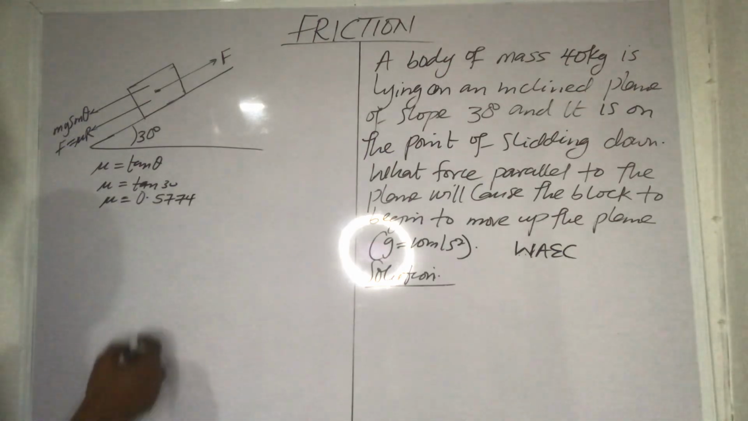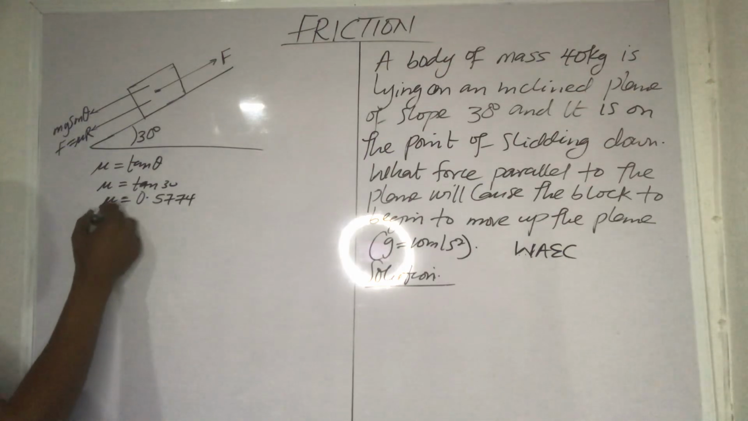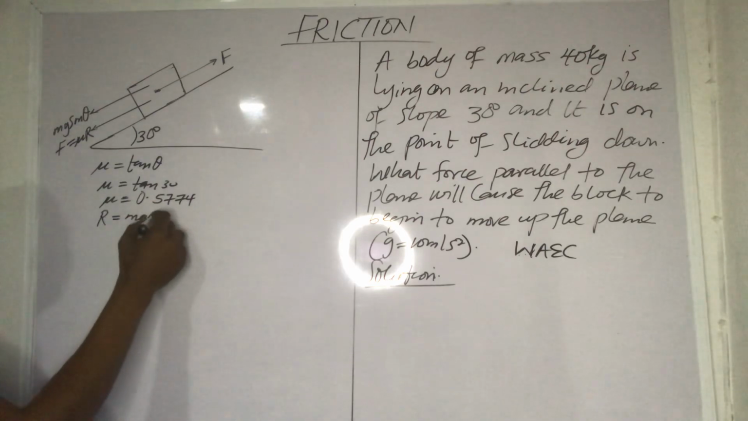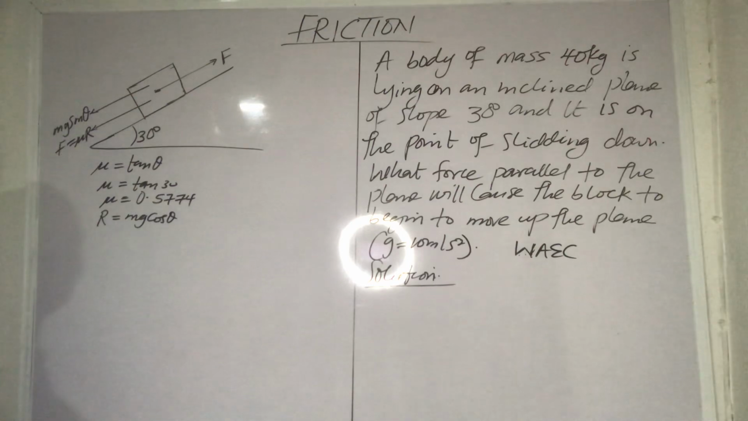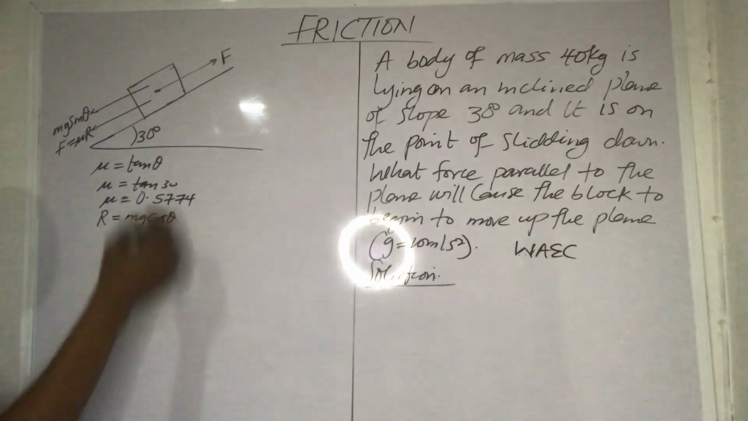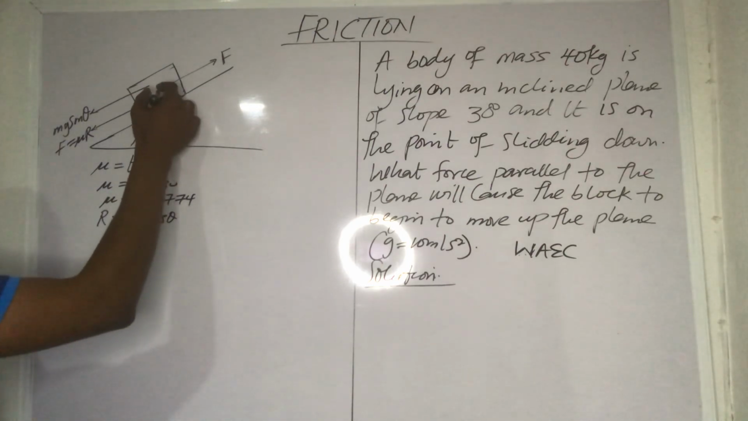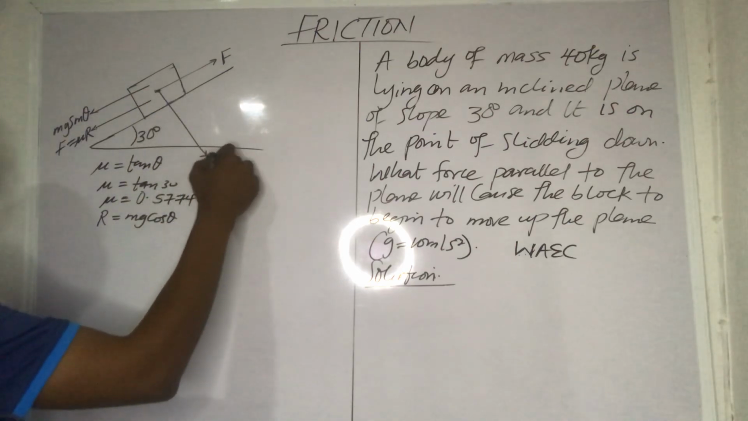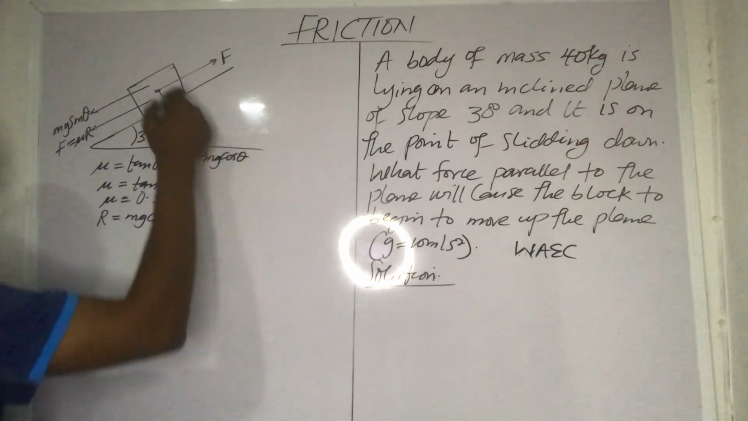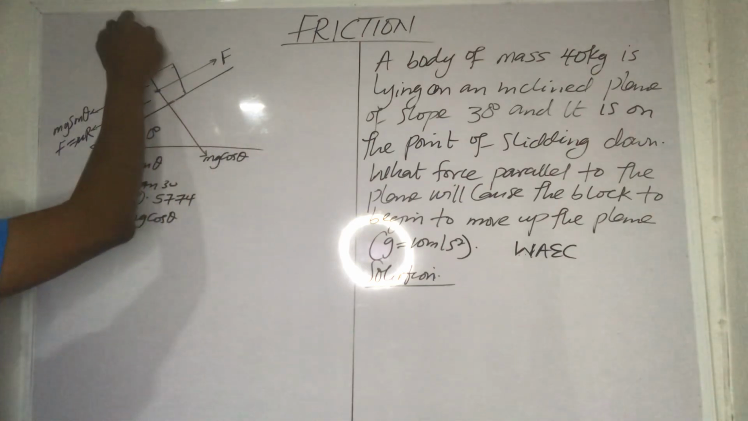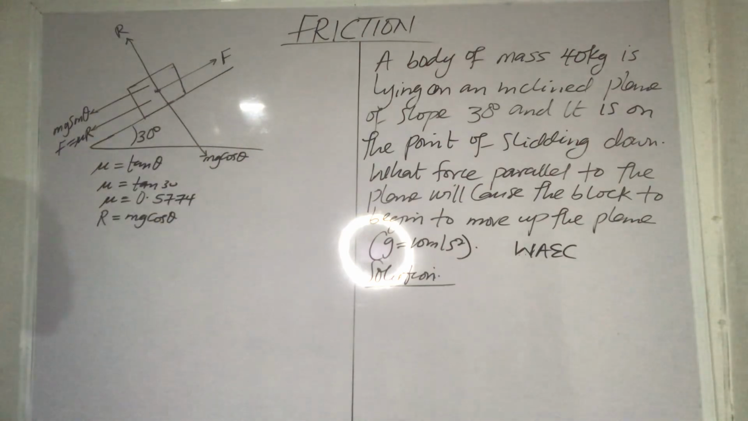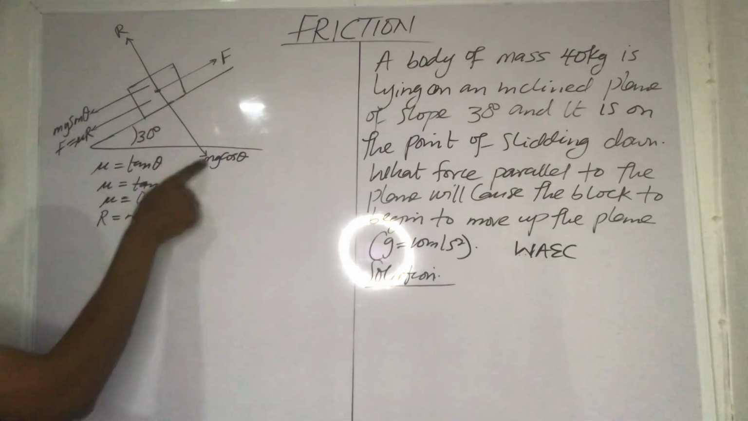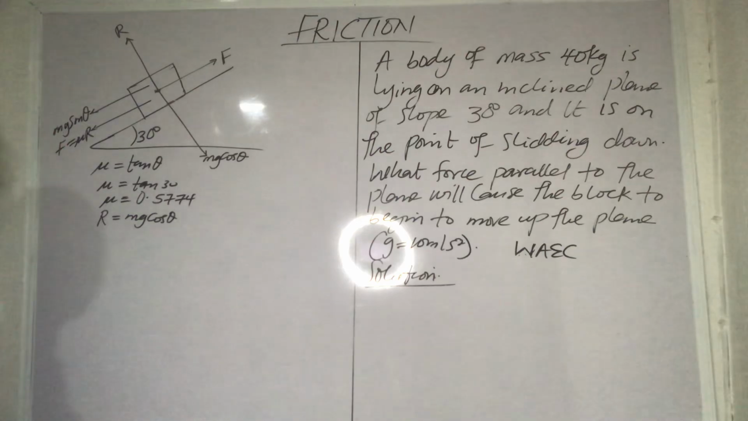Then you recall that our R, the normal reaction, is mg cos theta. R is equal to mg cos theta, which is the force that will act perpendicular to the plane in this direction. Mg cos theta should be equal to the normal reaction R acting upward. So in this case, our normal reaction R is mg cos theta.